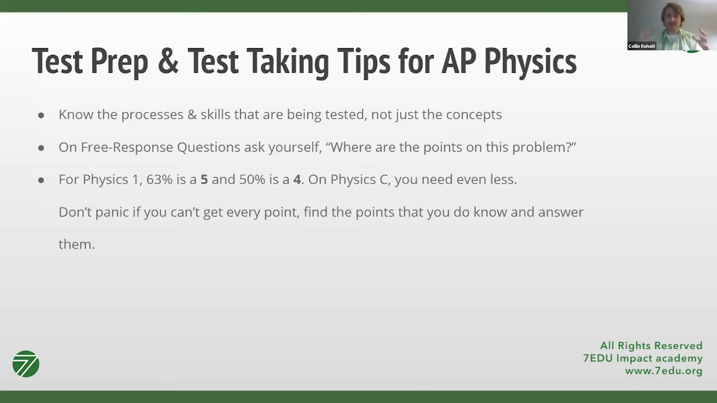So you've got to have the mindset of, okay, where can I get the points? How do I answer this question in such a way that they'll give me the points that I need? Get as many points as I need, not necessarily every single point. I mean, obviously you want that, but don't panic if you don't get every one of those points, because again, you only need 63% to get a 5. Physics C, I believe, is actually less. The percentage is even less than that. So focus on, okay, how do I get those points? How do I demonstrate that I can do these skills?